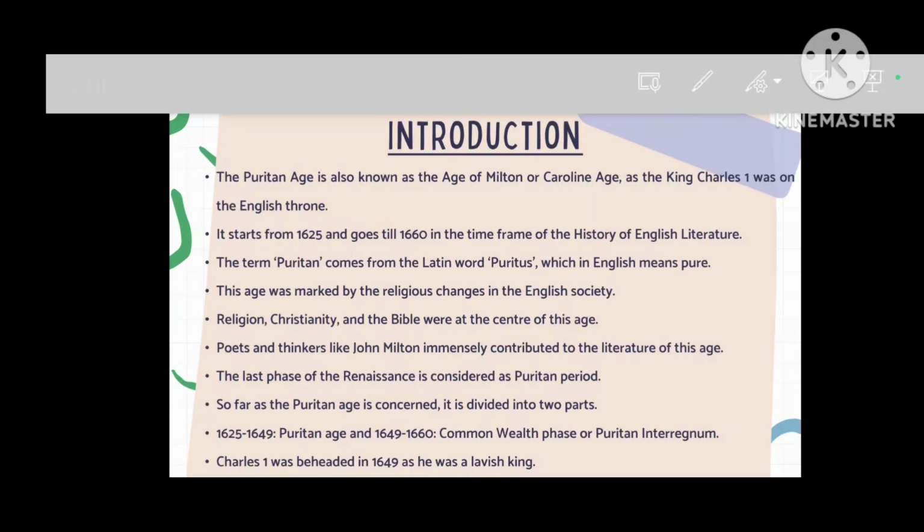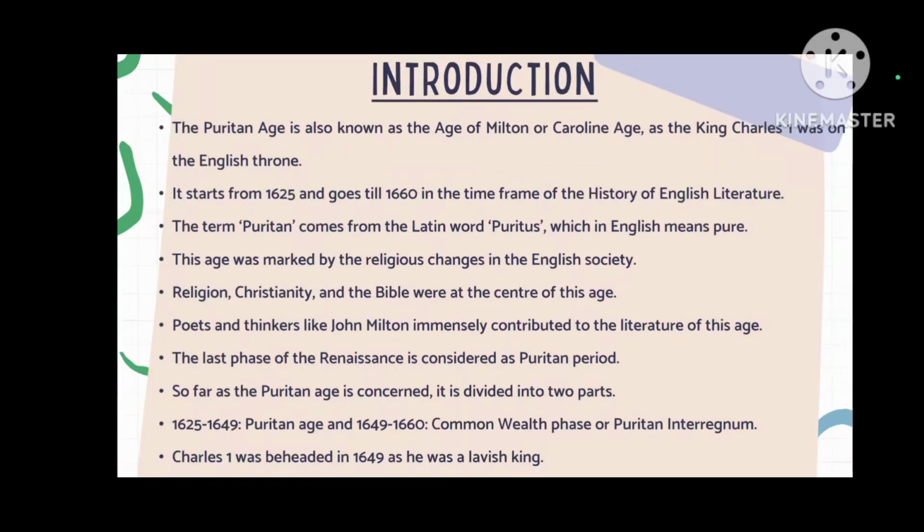Okay, this is the introduction of the Puritan period. Starting from the first point, the Puritan age is also known as the age of Milton or Caroline age, as King Charles the First was on the English throne, right?